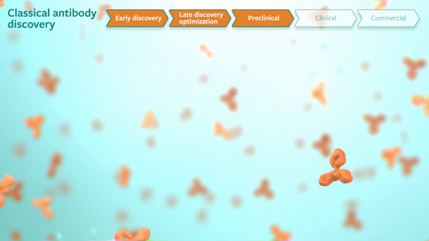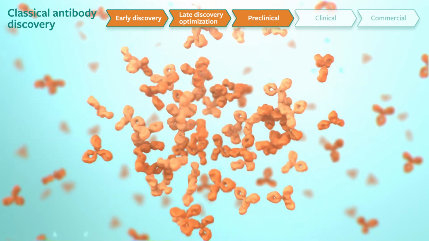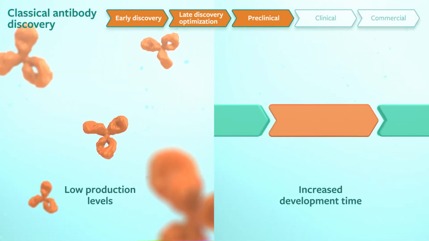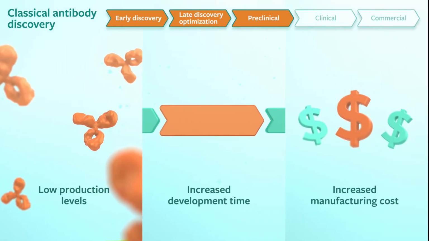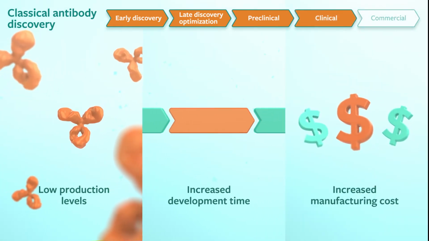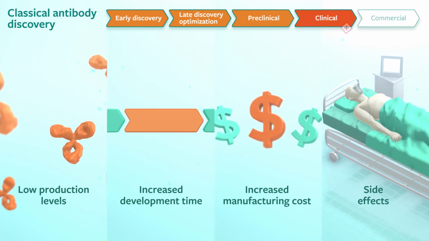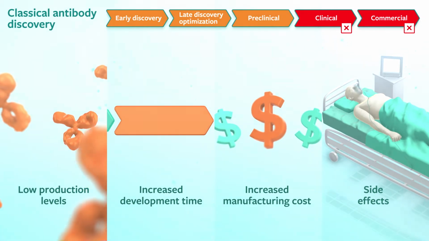For example, a tendency for the antibodies to aggregate at high concentrations can result in low production levels and increased development times and manufacturing costs. These issues can also generate unwanted side effects in patients, potentially leading to clinical or commercial failure.